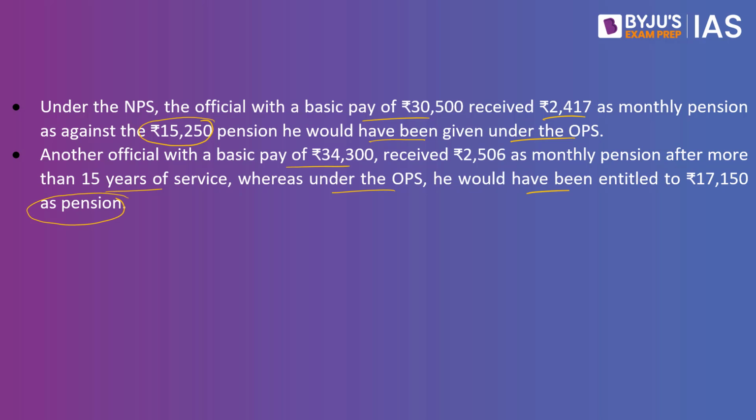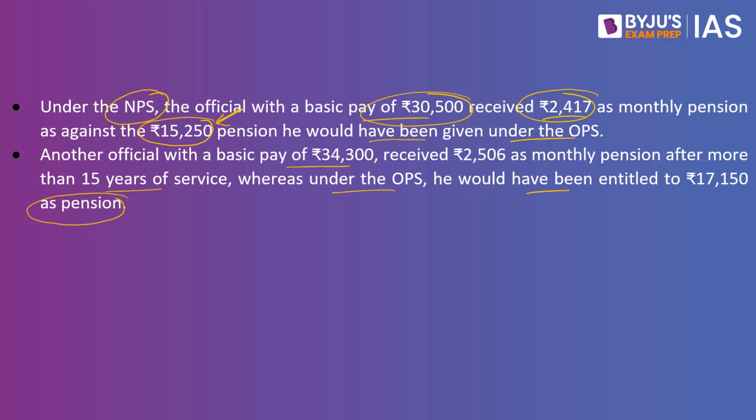So do you see the difference here? Under the NPS he is getting just close to 2,500, but under the old scheme he was getting about 15,250 with this basic pay amount, which is why these people who are now drawing the pension are not happy about it. They're not happy with the national pension scheme. All they want is to go back to the OPS.